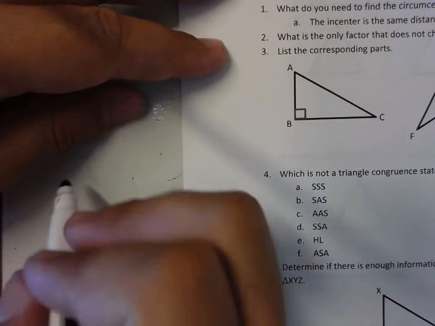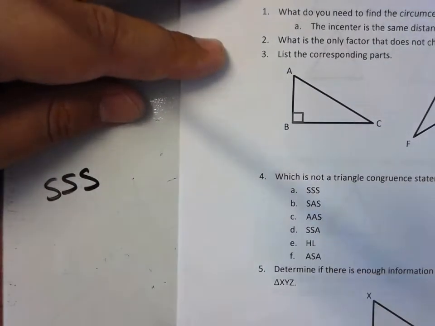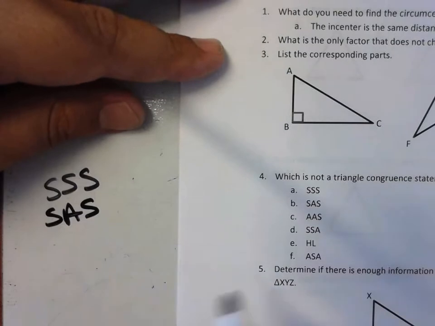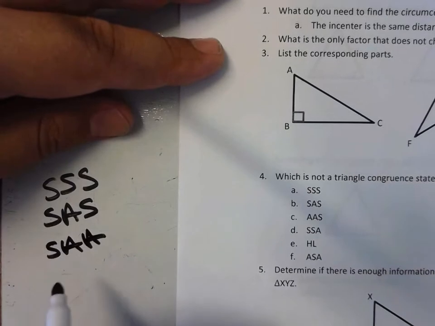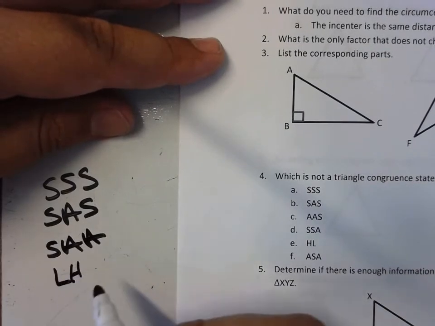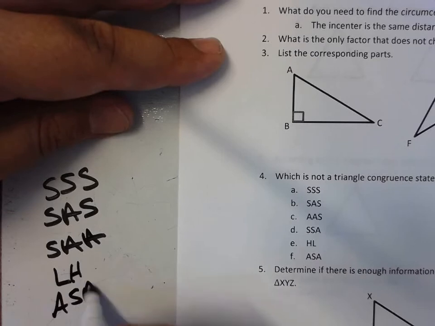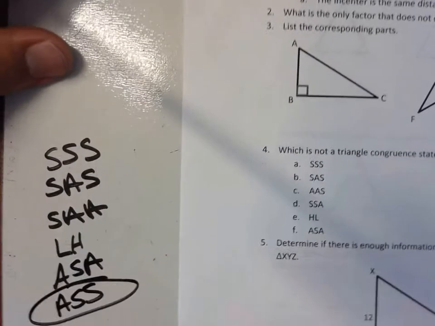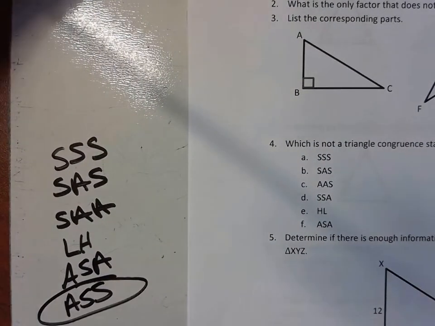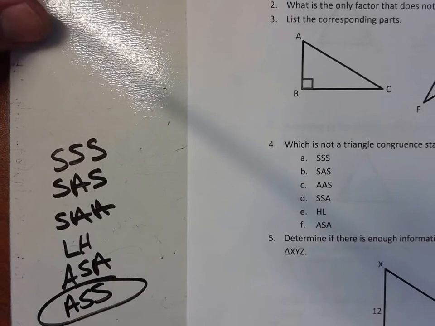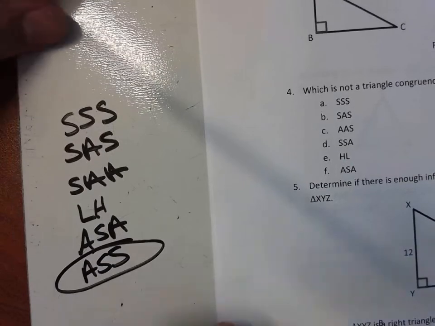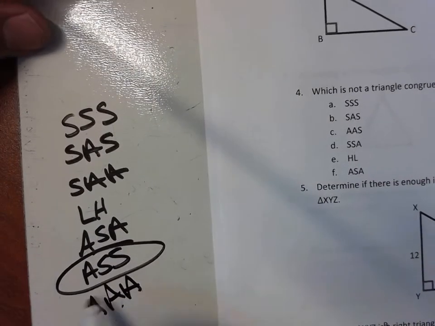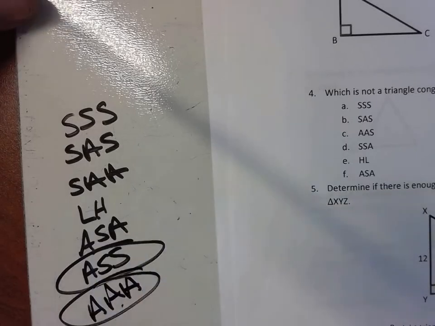Therefore, side, side, side written backwards, side, angle, side written backwards, angle, side, side written backwards, hypotenuse, leg written backwards, angle, side, angle. The only one that when you write it the other way looks funny is right there. We do not have an ass as a triangle congruent statement. Angle, side, side does not exist. Neither does angle, angle, angle. Neither one of those are one of our 5.